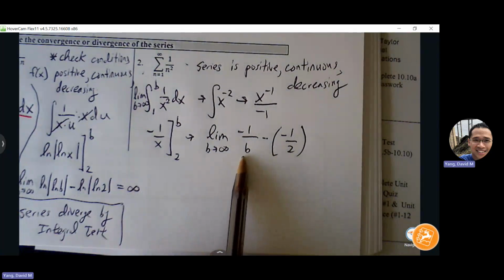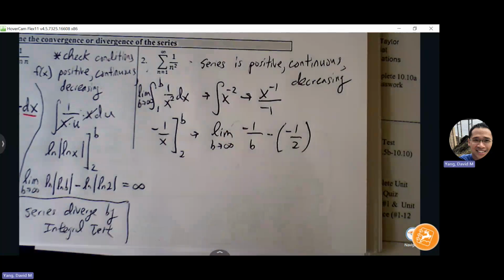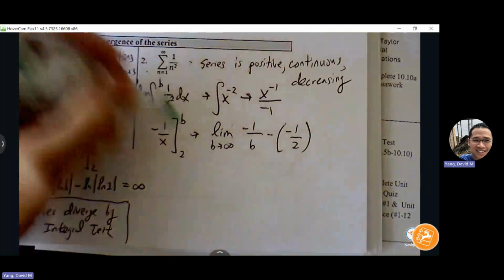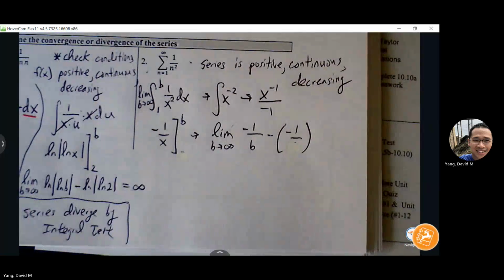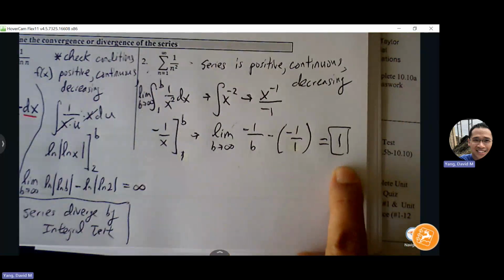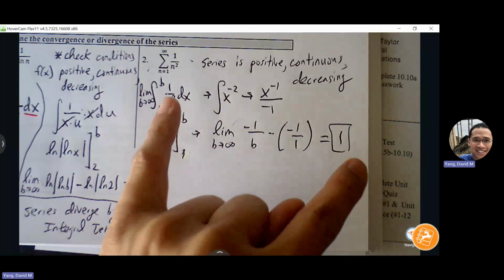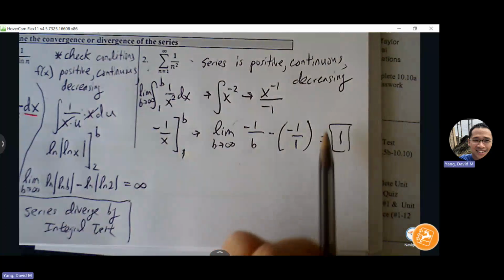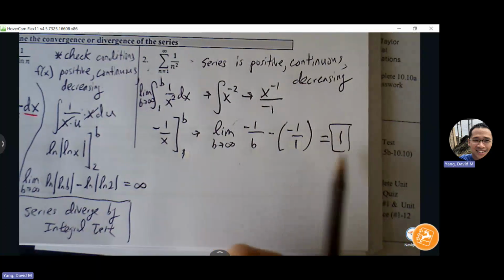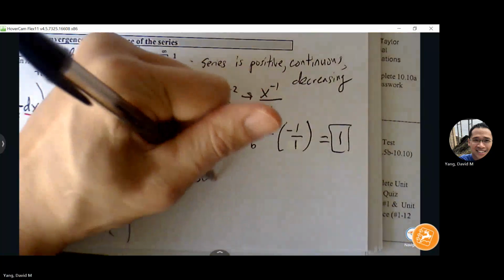Okay, so if I insert infinity in for b, what's going to happen here? 0 plus 1. Zero plus 1 is 1. This is a real number, so we know that the integral converges. Therefore, the series converges. Again, this 1 doesn't mean anything from a sum standpoint. We can't say that the sum is equal to 1. All we can say is that it's a real number. Series converges by integral test.